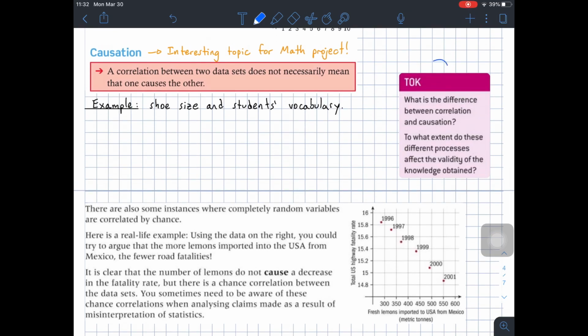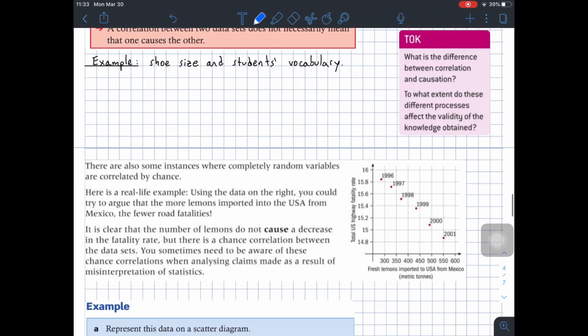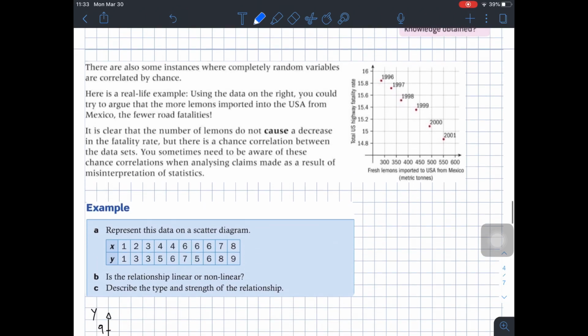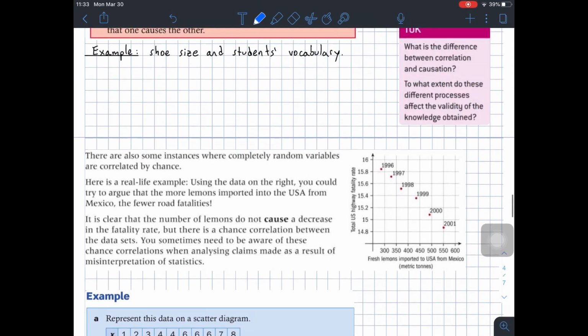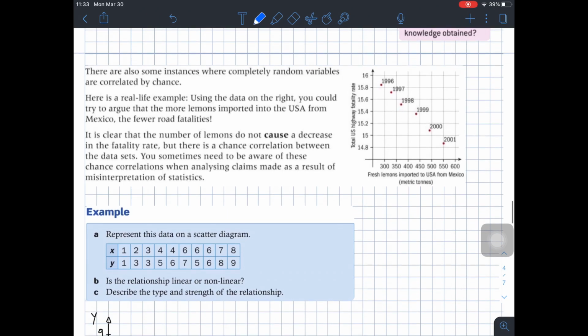So think about this. This is a TOK question. You may analyze this in your TOK class with Mr. John. It says, what is the difference between correlation and causation? To what extent do these different processes affect the validity of the knowledge obtained? Try to think about that. Then this is a real life example that helps explain this concept of causation. It says, there are also some instances where completely random variables are correlated by chance. Here's a real-life example.